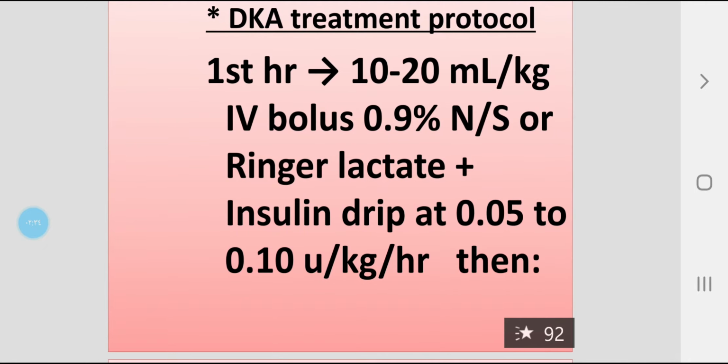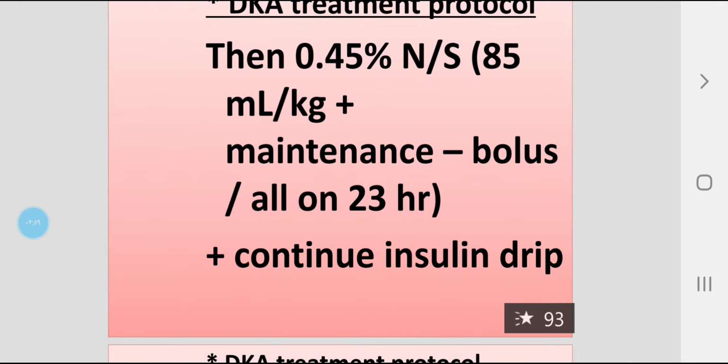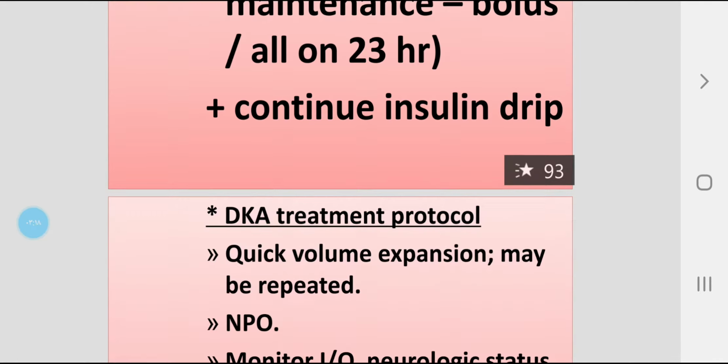Now we'll talk about the DKA treatment protocol. In the first hour, give a 10 to 20 ml per kg intravenous bolus of 0.9% normal saline or Ringer lactate, plus an insulin drip at 0.05 to 0.1 unit per kg per hour. Then 0.45%, that is half normal saline, 85 ml per kg, plus maintenance minus bolus over 23 hours, plus continuous insulin drip.